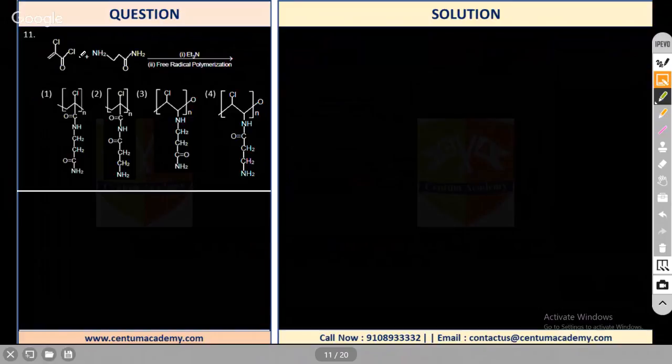Okay, so here you see, first of all, because of this carbonyl group here and the electronegativity difference, this bond is comparatively weaker than the carbon chlorine bond here. So obviously this chlorine will get attached with the hydrogen over here, correct? So according to the option also, one of the hydrogens combines with chlorine, forms HCl, and this carbon and this nitrogen will join. So we have NH2, CH2, CH2, CO, NH2, right?